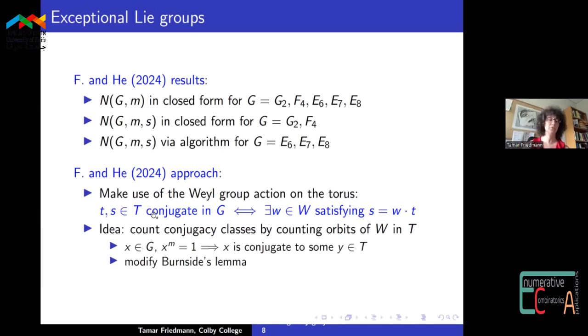There's a really useful theorem that says that if two elements of the torus are conjugate in a Lie group, then there's an element of the Weyl group that takes one to the other. That means that counting conjugacy classes really means counting orbits of the Weyl group in the torus. So the main ingredients here are looking at elements of the group whose order divides M, so x^M = 1. Those are always conjugate to some element in the torus. And then we used Burnside's lemma, but modified it.